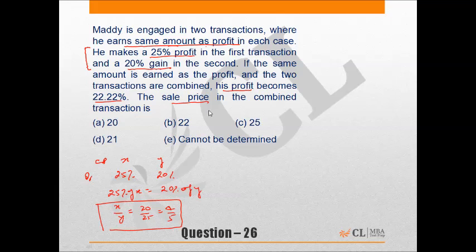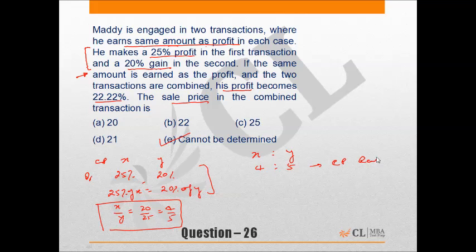The sale price of the combined transaction. Now with the data given only in percentage terms and no absolute profit given anywhere, or the absolute cost price of any item given anywhere, you cannot calculate the selling price. So the answer has to be insufficient data, cannot be determined. The reason is, you know the ratio of cost price. We know X is to Y is 4 is to 5. This is the ratio of cost price.